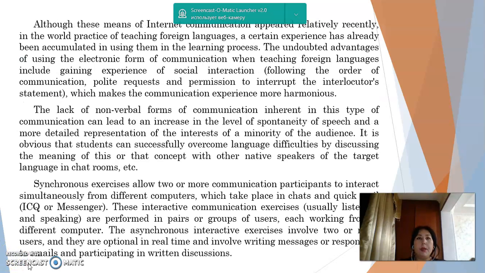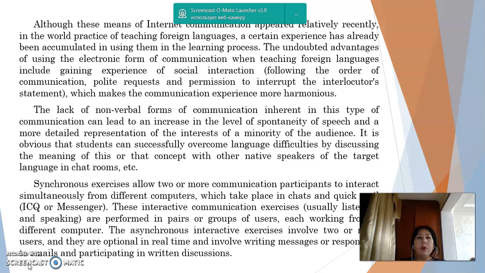Although these means of Internet communication appeared relatively recently in the world practice of teaching foreign languages, a certain experience has already been accumulated in using them in the learning process. The undoubted advantage of using the electronic form of communication when teaching foreign language includes gaining experience of social interaction, following the order of communication, polite request, permission to interrupt the interlocutor's statement, which makes the communication experience more harmonious.